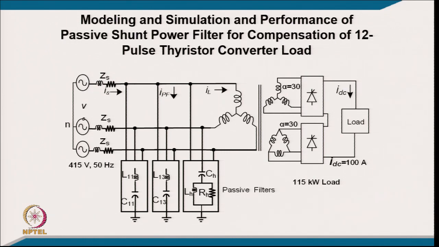Coming to another example, modeling and simulation of the performance of a passive shunt filter for a 12 pulse converter. This is the typical converter you can think about for HVDC or a very large rating drive, like the synchronous motor drive I was mentioning, or a magnet power supply. So plenty of harmonics you will find, and we have designed it for 115 kilowatt with 100 ampere current on this side. Both converters are connected in series, which is normally similar to HVDC, so that you have equal current in both.